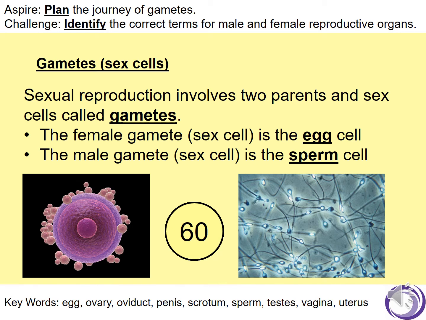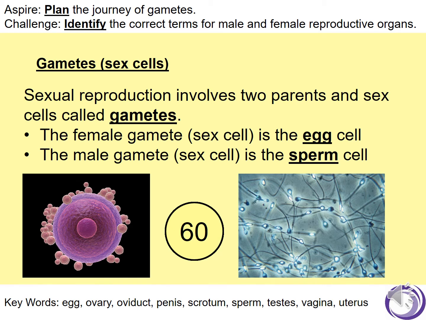First bullet point, the female gamete or sex cell is the egg cell, and the male gamete or sex cell is called the sperm cell. Now we have two photographs there of a female egg on the left hand side, and lots and lots of sperm cells on the right hand side, which are capable of moving because they have a tail or flagella. We're going to learn more about those in your science course over time, as they are very important cells that are specialized in our bodies.